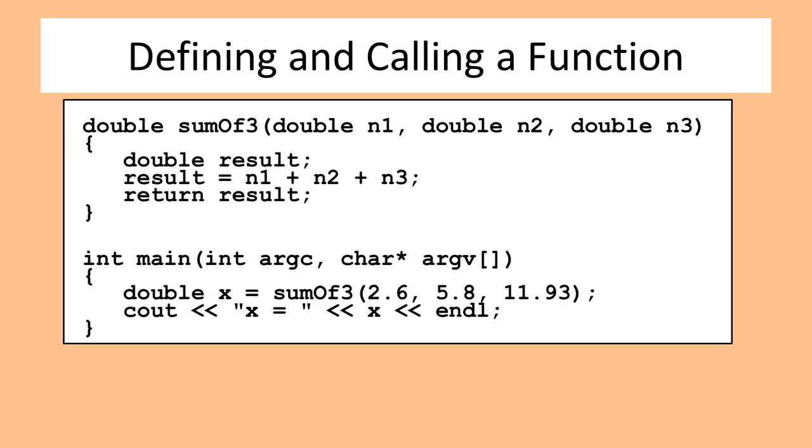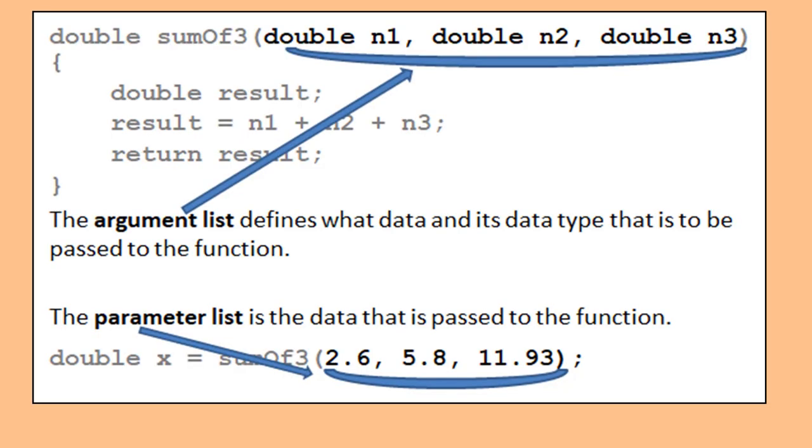A function is defined in one part of the program, and a call to the function is activated in another part of the program. In this example, the function is defined above the code for main, and it is called within main. The function is defined with three arguments, double n1, double n2, and double n3. Inside main, three parameters are passed to the sum of three function: 22.6, 5.8, and 11.93. The argument list defines what data and its data type is to be passed to the function. The parameter list is the data that is passed to the function.